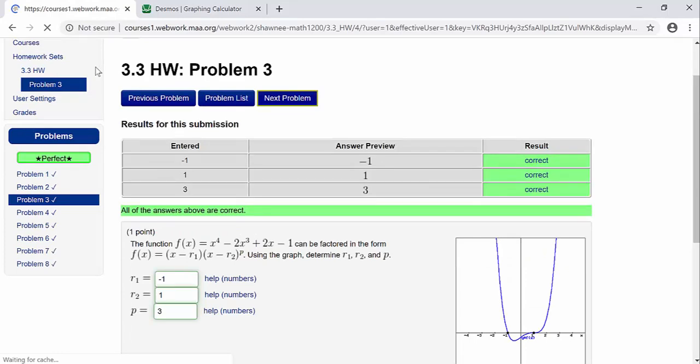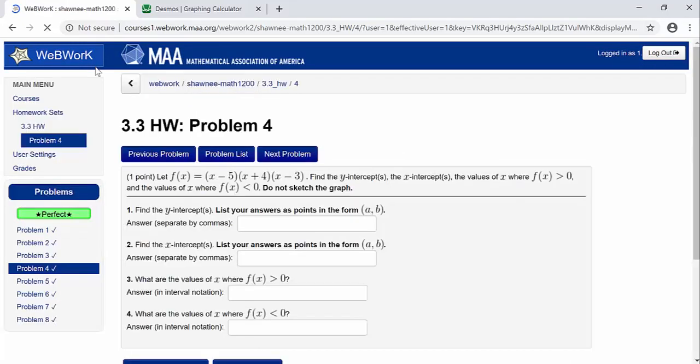All right, in number 4, we are given a polynomial function in factored form. We need to find the y-intercepts, the x-intercepts, and then solve the polynomial inequality when f of x is greater than 0 and f of x is less than 0. It says do not sketch the graph, but this is actually the best way to solve these inequalities, would be to do a short sketch. So let's analyze this problem more carefully.